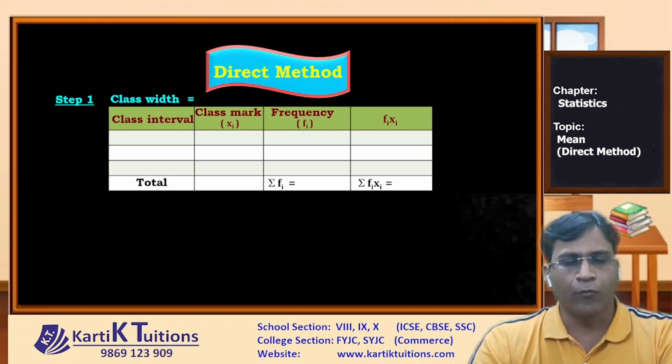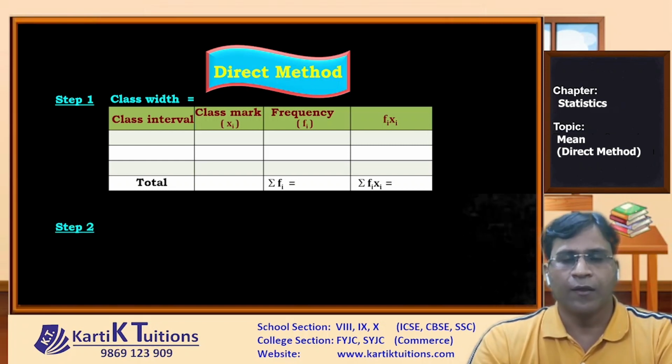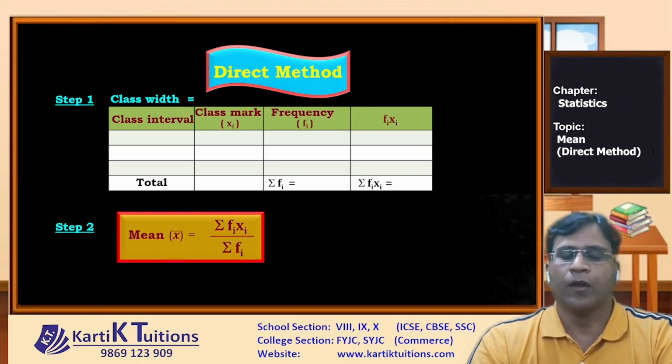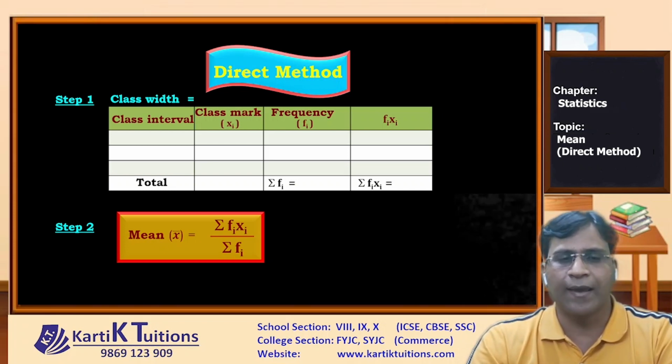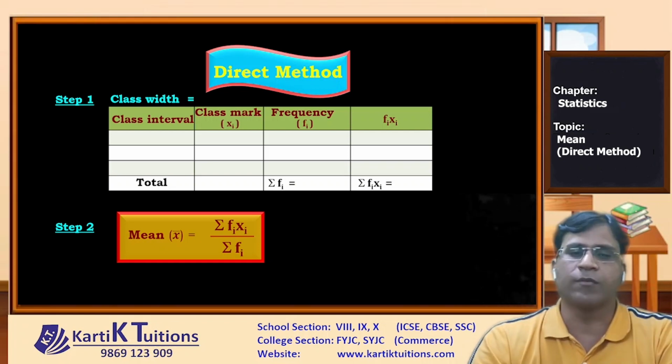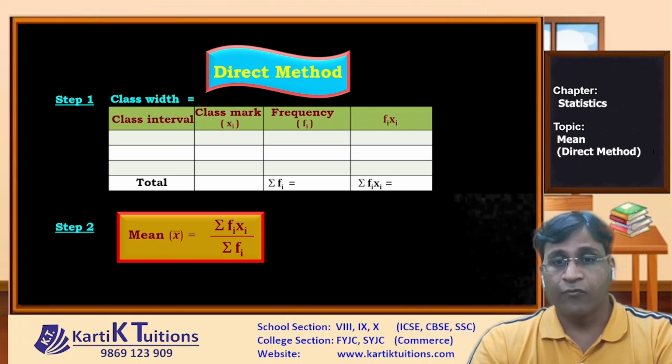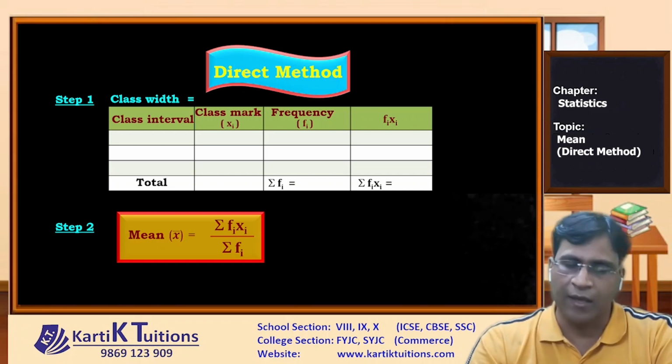Now let's have a look at the formula to find the mean in the direct method. Remember, all three methods have a different formula to find the mean. So you have to learn the formula separately for each method. Now for the direct method, the formula is summation of fi xi upon summation of fi. I hope you all know that mean is always denoted by x bar. Now here the formula is what? Summation of fi xi upon summation of fi. Just to remember it in a short way, fi xi upon fi.